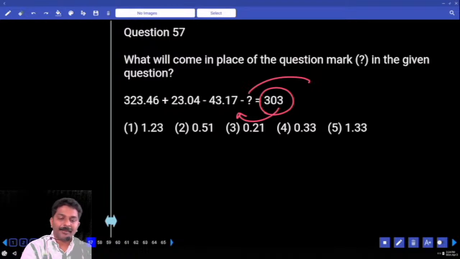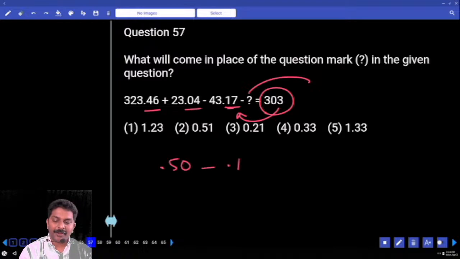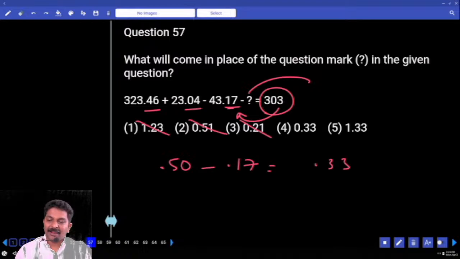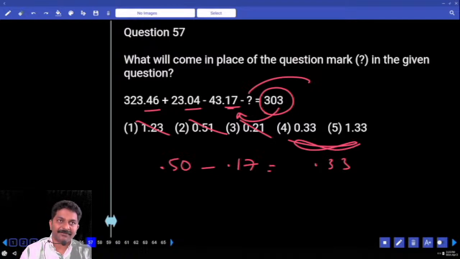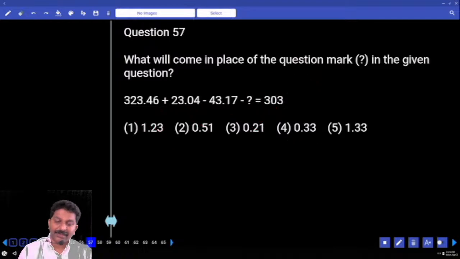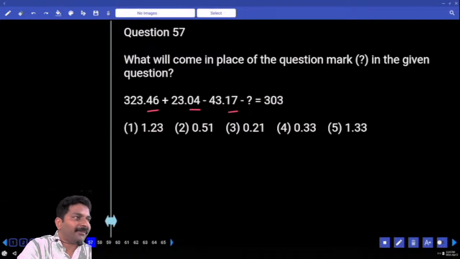0.46, 0.04, 0.50. From this you need to subtract 0.17. The answer must end with 0.33. Only 3 options got eliminated, and these 2 options are very close. Right? So you need to be careful. While adding the numbers after the decimal, just think, do you have any carry? Carry did it come? No. Perfect, the number we got is 0.33.